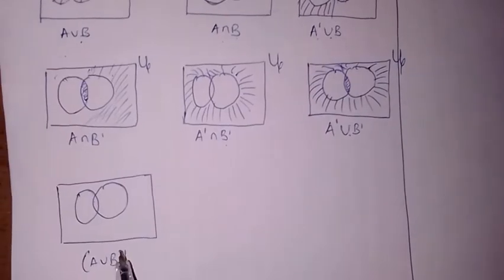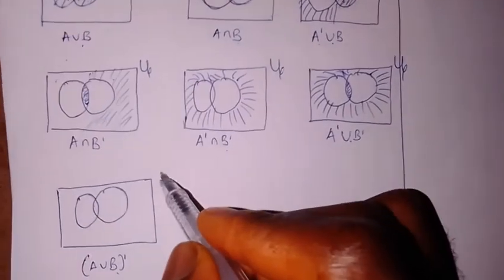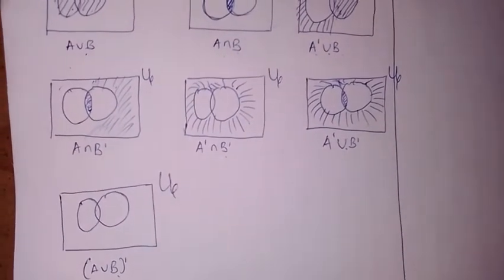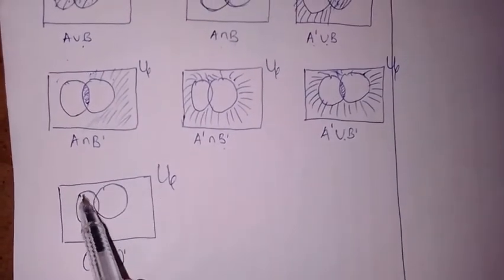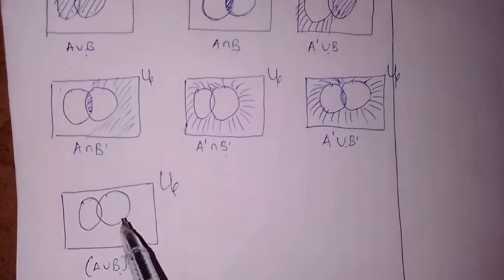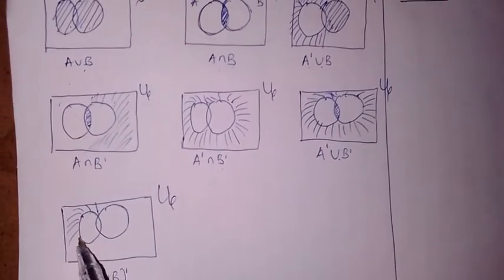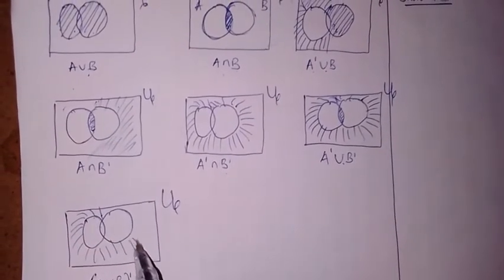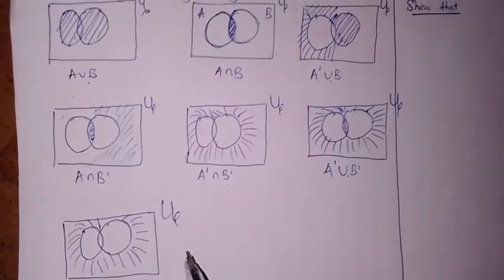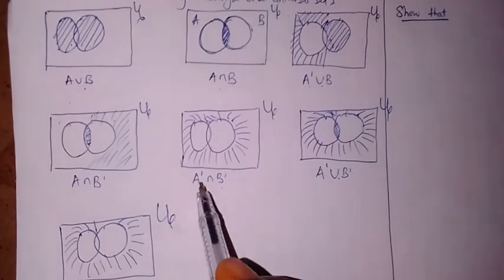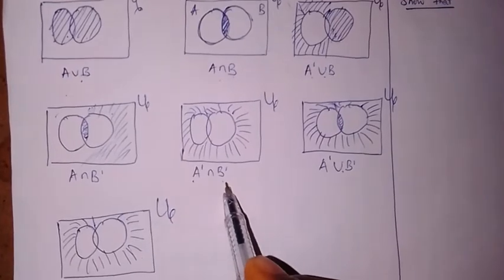Now, for this, (A union B)' is what? What is in the universal set that is not in A union B. Remember, A union B is all this. Okay, so (A union B)' is going to be all this outside here, which is the same thing as A prime intersection B prime.